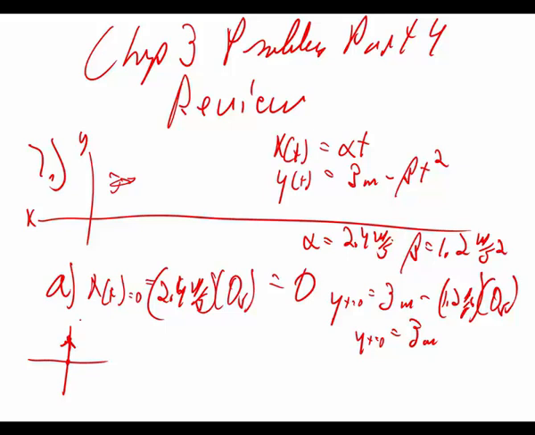Now, what about at time 2 seconds? It did say do it for 2 seconds, didn't it? So x at time 2 seconds: we plug in, we got 2.4 meters per second times 2 seconds. And what do we get?